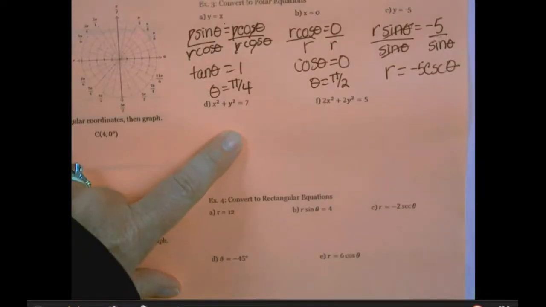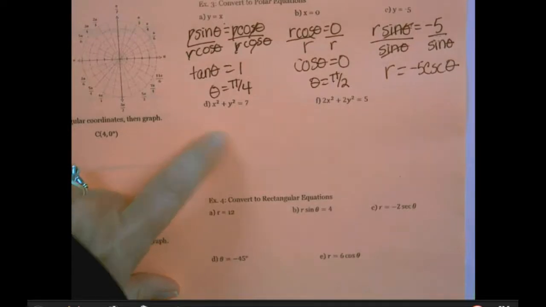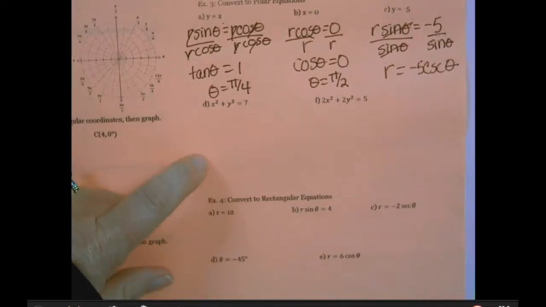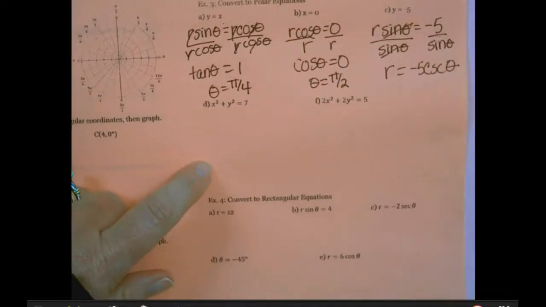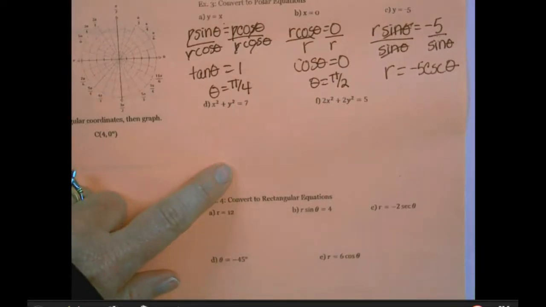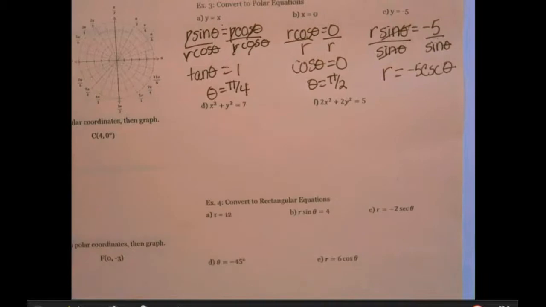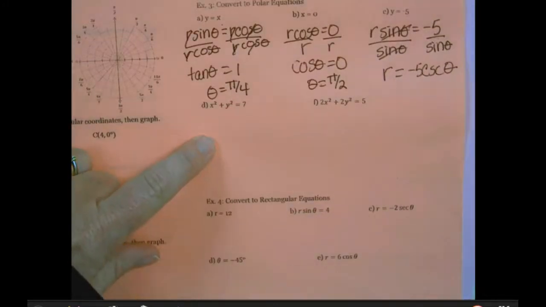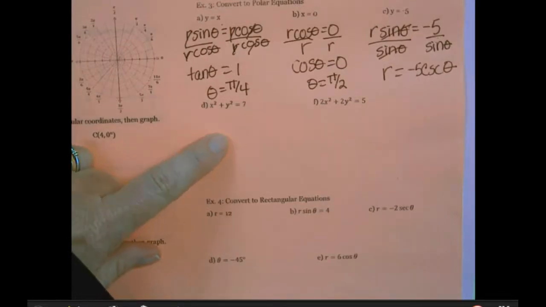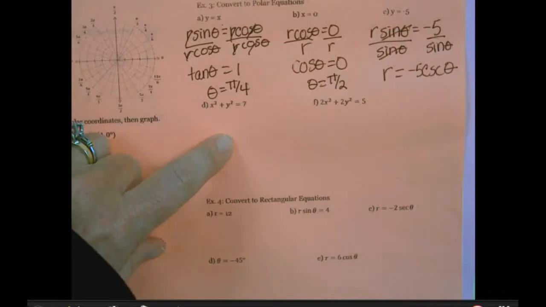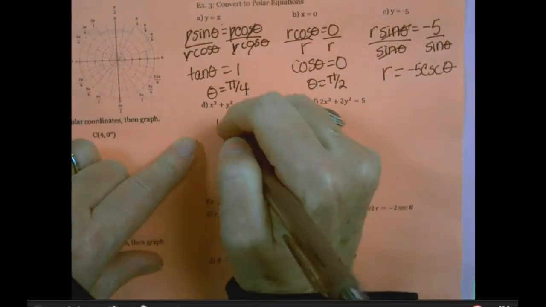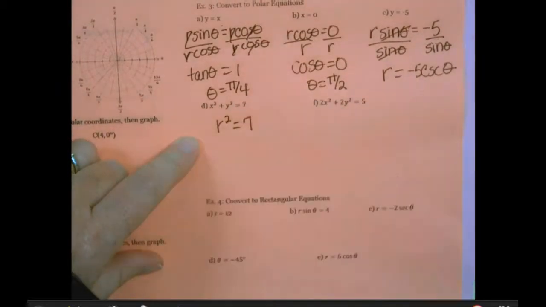X squared and y squared. Are you listening? So I want this to go to r and theta. Or either r or theta or r and theta. All of those combinations are all okay. So x squared plus y squared equals 7. What does x squared plus y squared equal? This equals r squared equals 7.